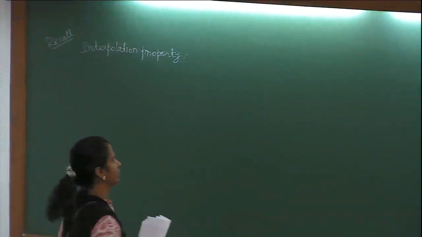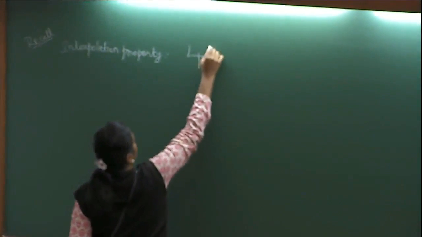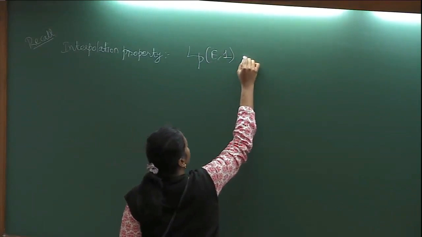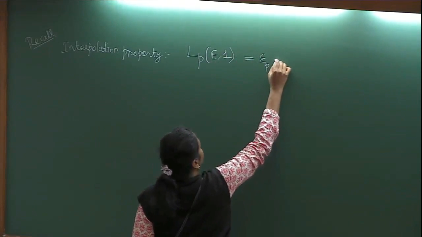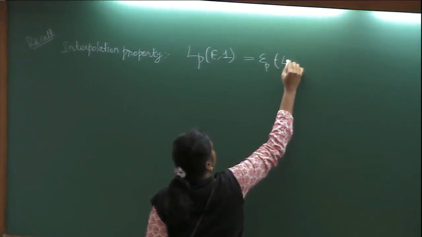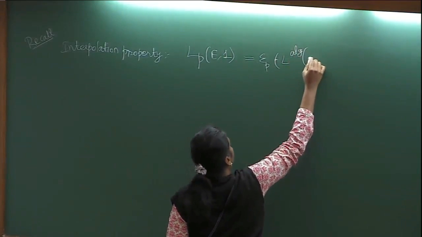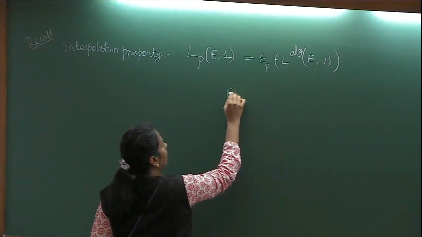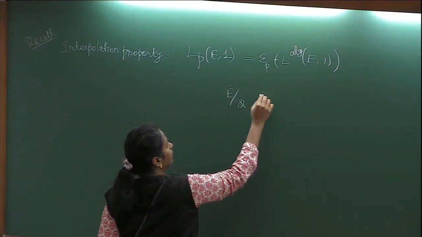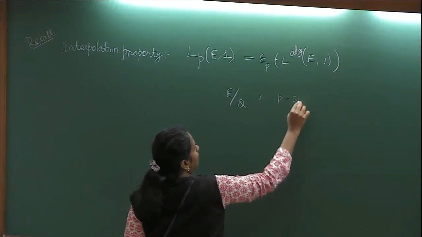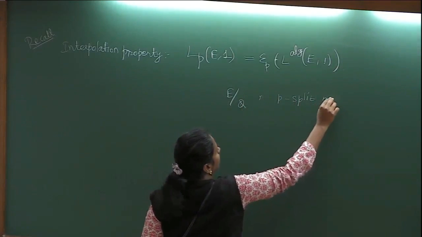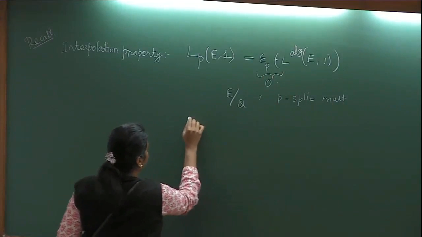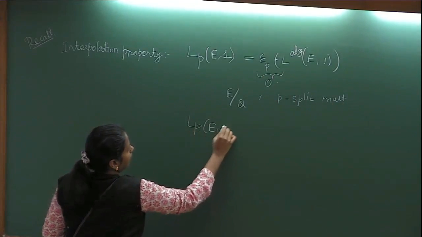There was an interpolation property which says the p-adic L function at 1... and when I have E over Q, an elliptic curve with p split multiplicative reduction, this factor is 0. So L_p(E, 1) is 0.